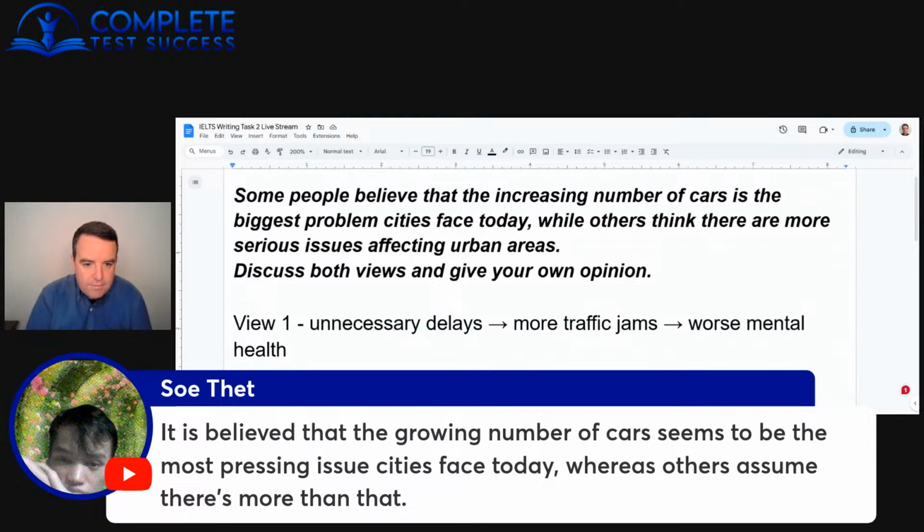So it is believed that the growing number of cars seems to be the most pressing issue cities face today. Not "it seems," because "it seems" means it looks like that rather than it is. So we just say it is the most pressing issue cities face today. Good. Whereas others assume there's more than that. Well, that doesn't have the same meaning. So it'd have to be others assume that there are more pressing issues than that.